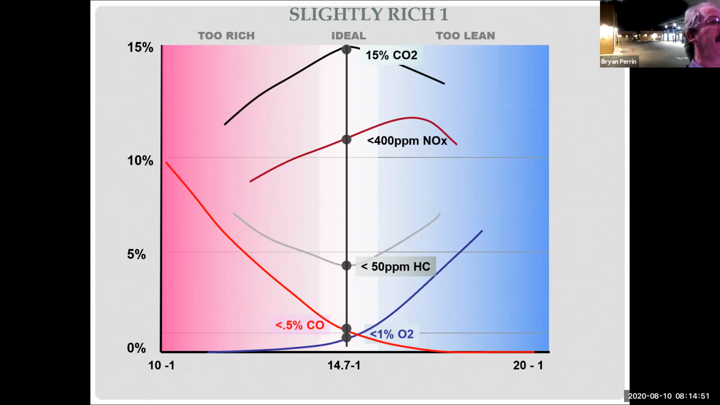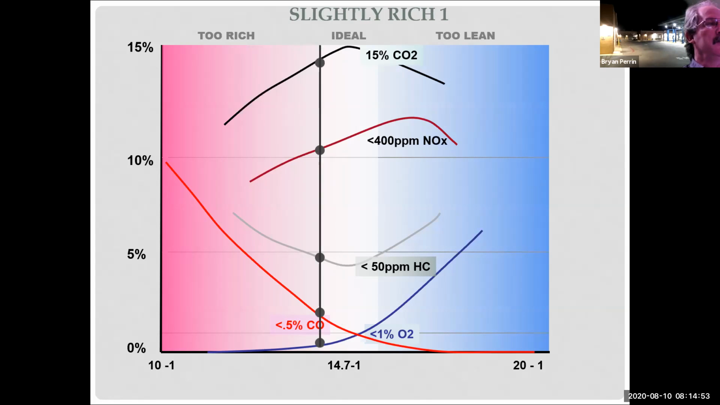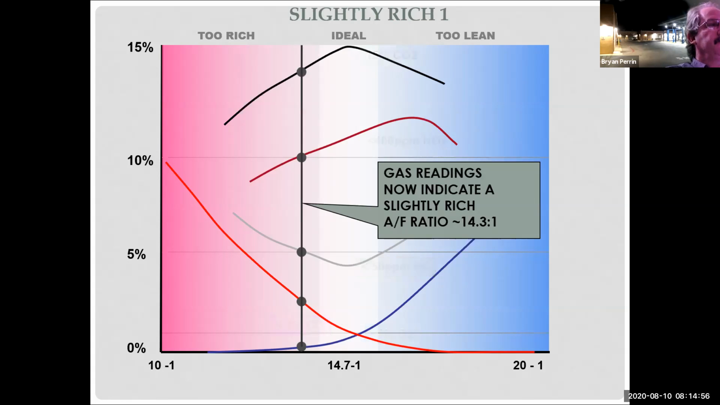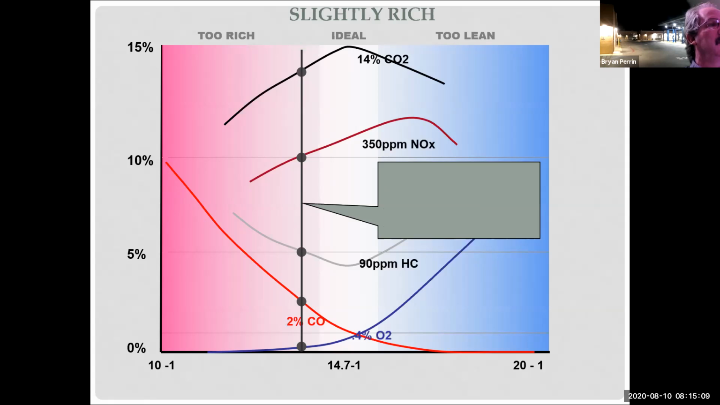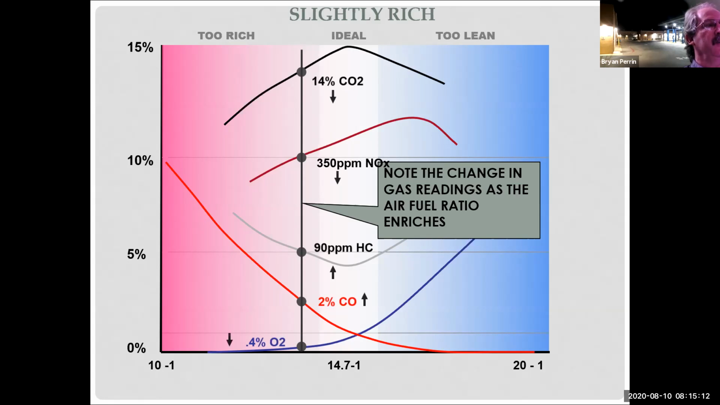So now let's see what happens if I go slightly rich. As I go slightly rich, air-fuel ratio is now 14.3:1. I can see I'm down to 14% CO2, 350 parts per million. NOx has dropped because it's a richer mixture. Hydrocarbons has gone up to 90 parts per million. CO has gone way up because CO is a lack of oxygen, so it's gone up to 2%. And O2 is down to under 0.4%.